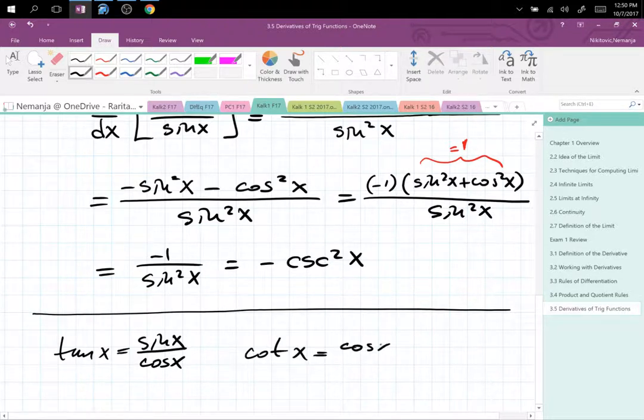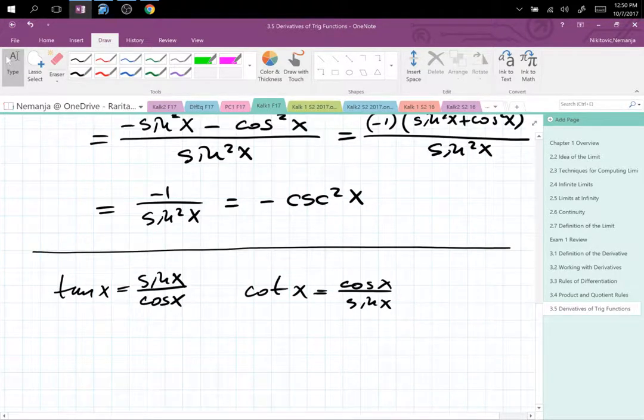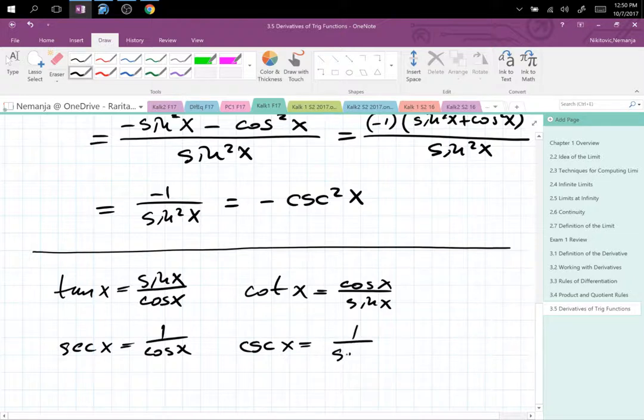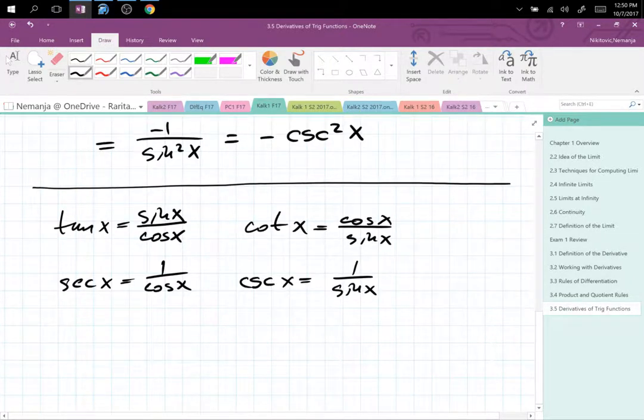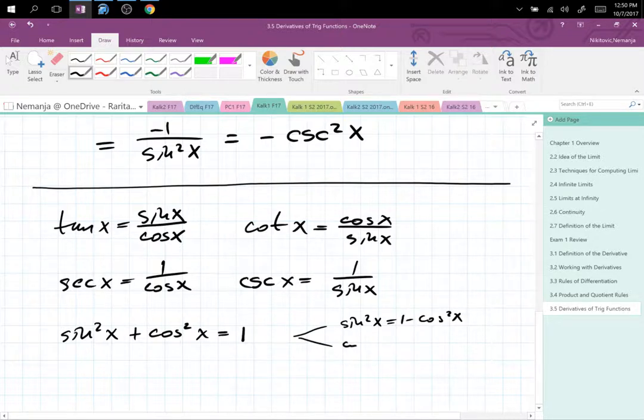Cotangent x is cosine x over sine x. Secant x is 1 over cosine x. Cosecant x is 1 over sine x. Sine squared x plus cosine squared x is equal to 1. And then they branch into 2, right? Where sine squared x is 1 minus cosine squared x, and cosine squared x is 1 minus sine squared x. You have to be able to recognize these formulas, whatever flavor you get them in, because of these kinds of trig derivatives and later on.